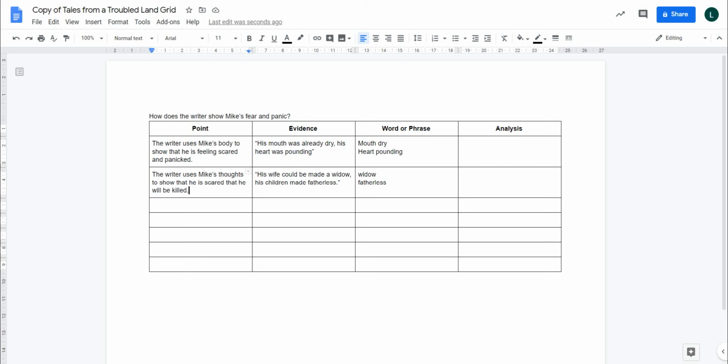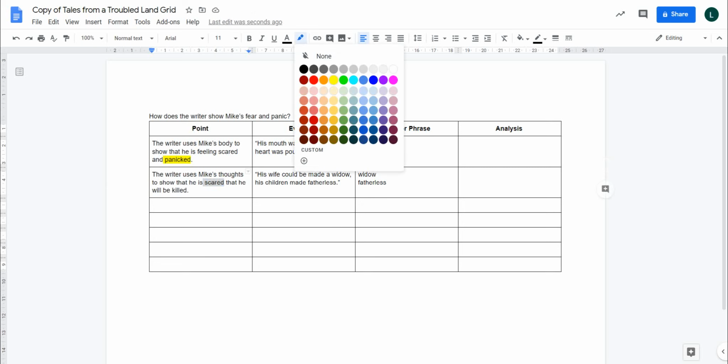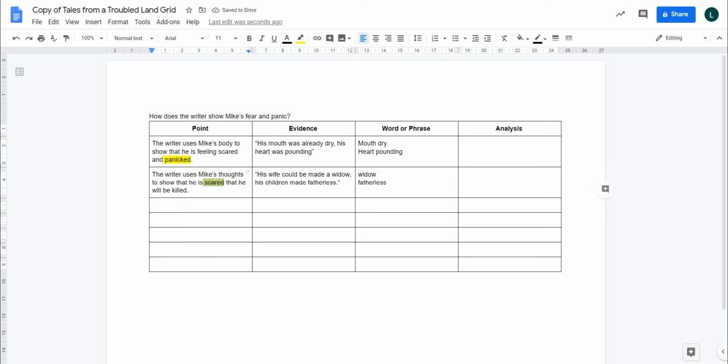One thing to bear in mind here is that I've made sure that I have used the words from the question in my points. Now, scared isn't in the question, but we spoke yesterday about how fear and panic have synonyms such as scared and worried. And if you check that you have used words from the question or synonyms from the question in your points, then you're pretty much guaranteed your point is going to be answering the question.